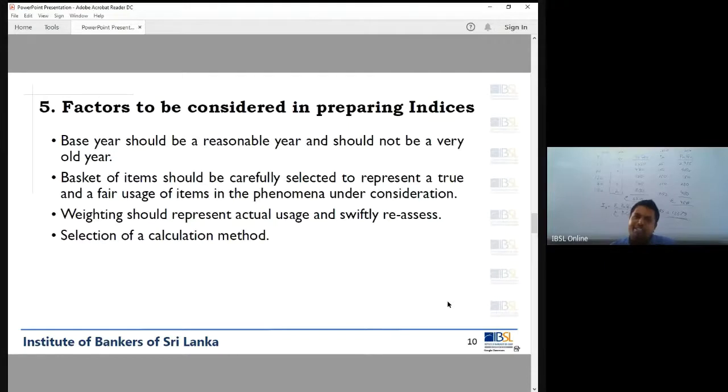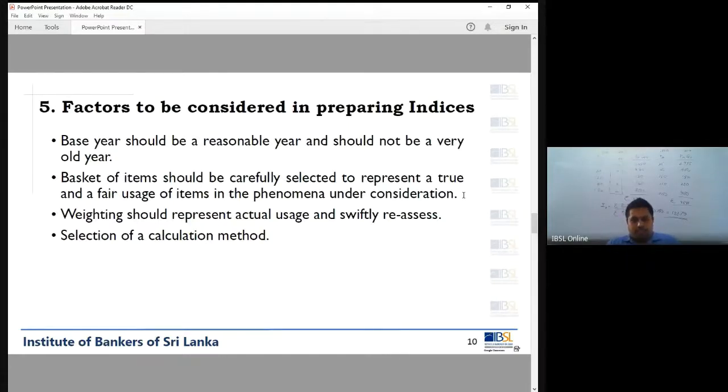If at all you're defining an index, make sure your basket of goods or services is a true and fair representation of consumption. If you put in items that they're not consuming, it's not a good representation. If you change the weight in an unreasonable manner, it's not a good representation. If you don't capture the entire set of items that they're consuming, that is also not a good representation. So you have to have a fair representation from one point to the other. That's about it.